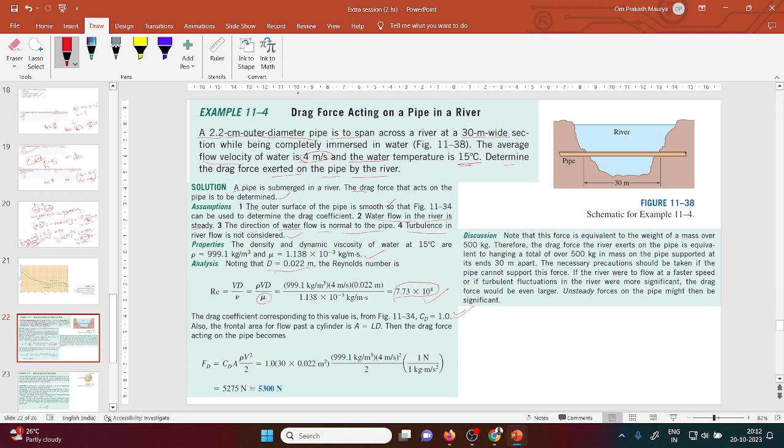Also, the frontal area of flow past a cylinder is L into diameter. That is your length. How much length is there? And the diameter of the pipe. That is the frontal area. If you see the pipe from the front, how will it look like? It will look like that. So this is the frontal area, your length and the diameter. Now the drag force acting on the pipe, you know the formula already. So it will come to about 5300 Newton.